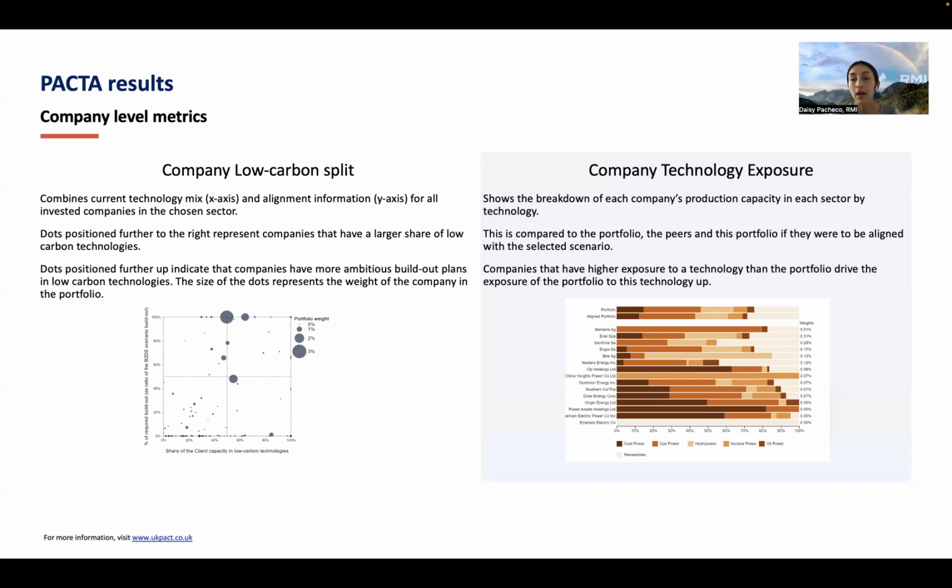All these explanations are again in the interactive reports. You will find some places where you can see the interpretation of the chart and how you can play with it. In terms of the company technology exposure, it shows the breakdown of each company, not the portfolio as we were seeing before, but the breakdown of each company's production capacity in each sector by technology. This is compared to the portfolio and to how the portfolio should look if it was aligned.